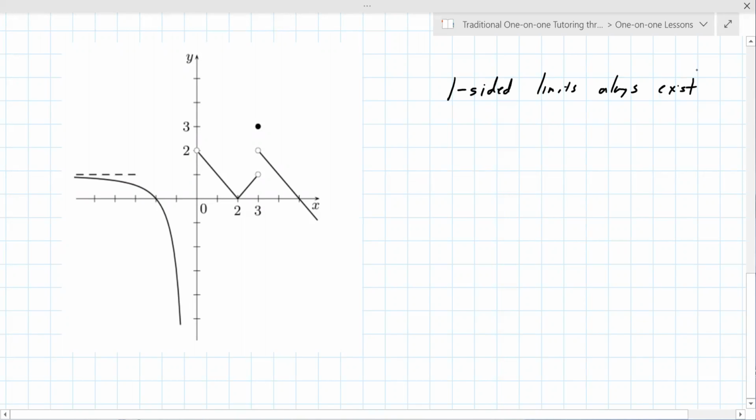And what I mean by one-sided is, for example, I can ask you the limit as x approaches 0 from the left, that's a one-sided limit. Limit as x approaches 0 from the right, that's a one-sided limit. So consider this whole thing to be f of x. Do you recall how to figure out these one-sided limits? 0 from the left, 0 from the right.